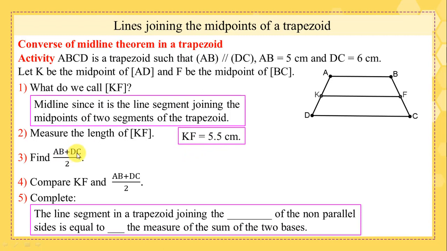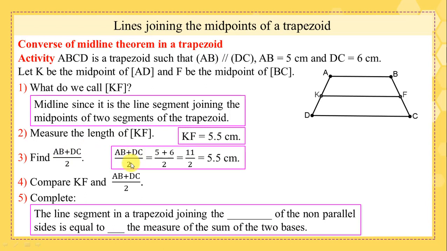Find (AB plus DC) over 2. The length of AB is equal to 5 from the given. The length of DC is equal to 6 centimeters from the given. So we get (AB plus DC) over 2 is equal to (5 plus 6) over 2, 11 over 2, which is 5.5 centimeters. Now, compare KF and (AB plus DC) over 2. Both are equal to 5.5 centimeters, then they are equal.